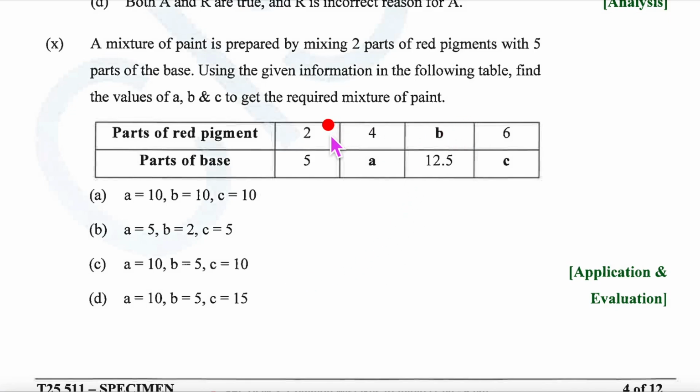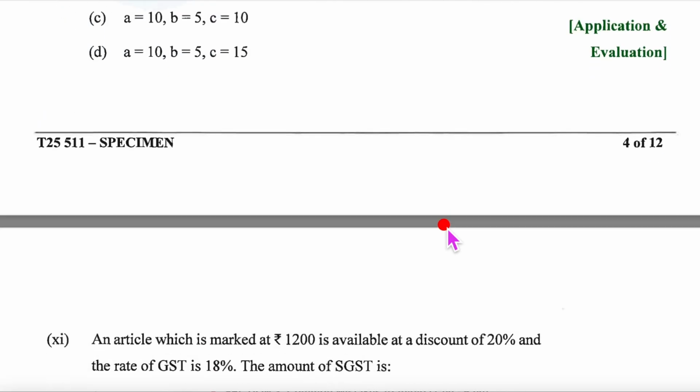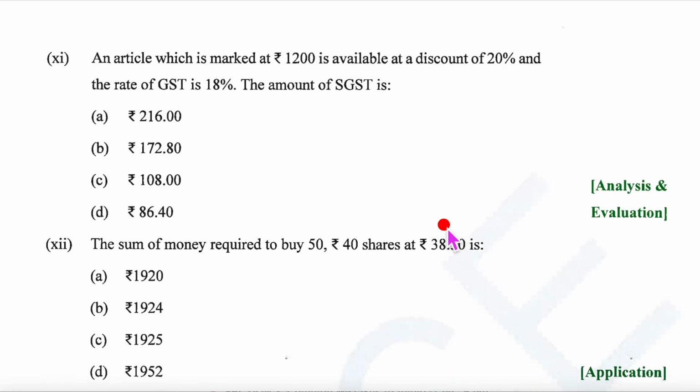Let's look at this. 2 upon 5 will be equal to B upon 12.5. I can work it out. And 2 upon 5 is equal to 6 upon C, and I can find the value. So you can move on to the next one.